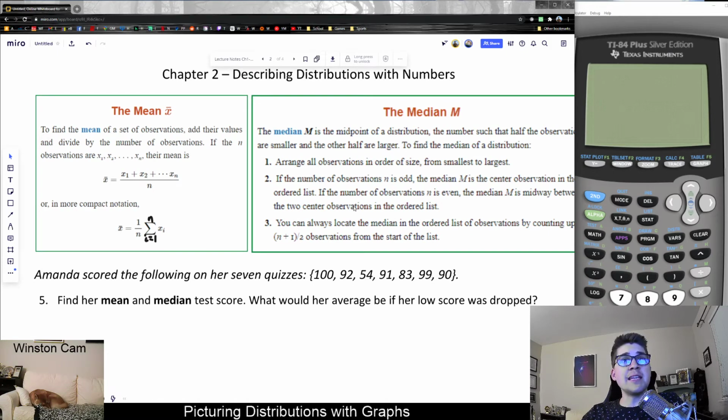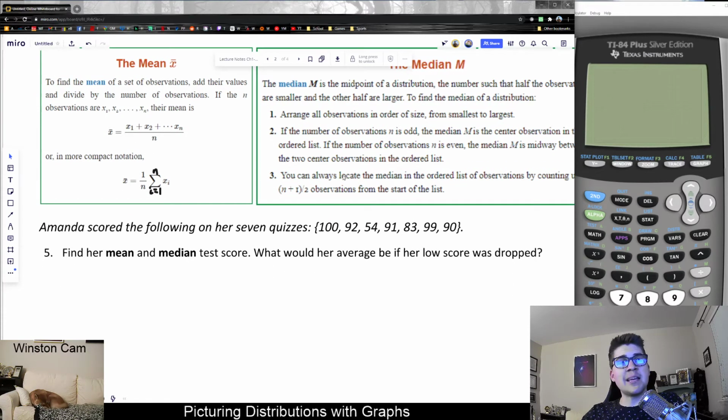And we'll talk about the median as we go. So what the example on our packet says is Amanda scored the following on her 7 quizzes. She scored 100%, 92%, 54, 91, 83, 99, and 90. It says find her mean and her median test score. And it also asks us what would her average be if her low score was dropped.